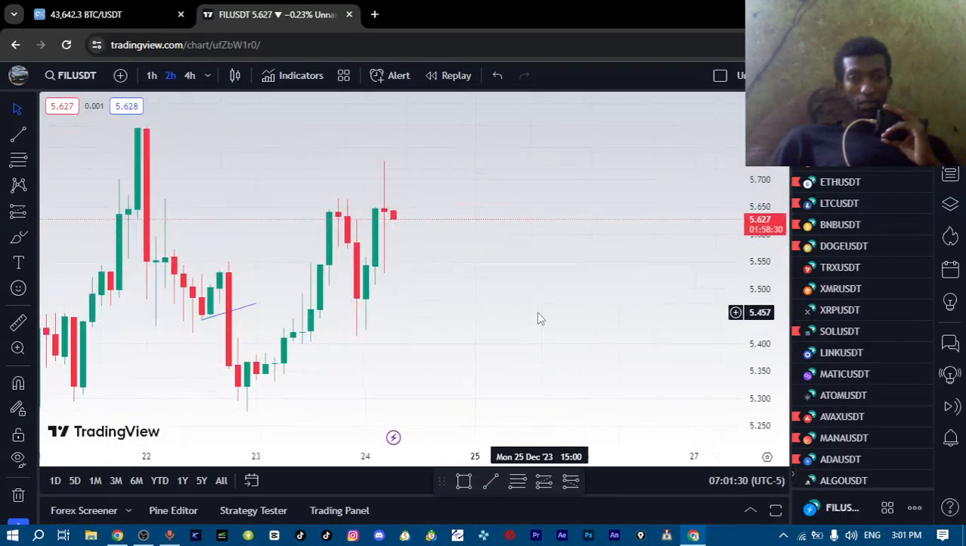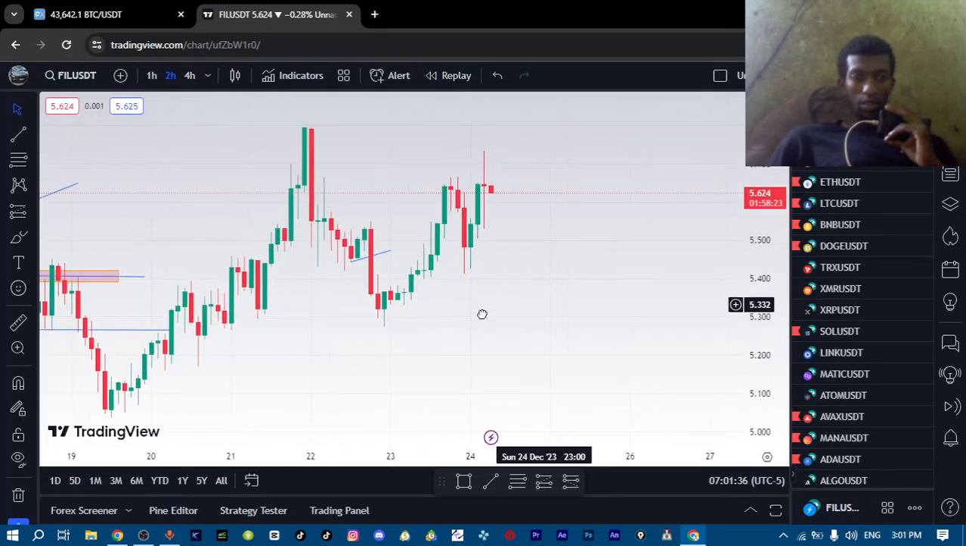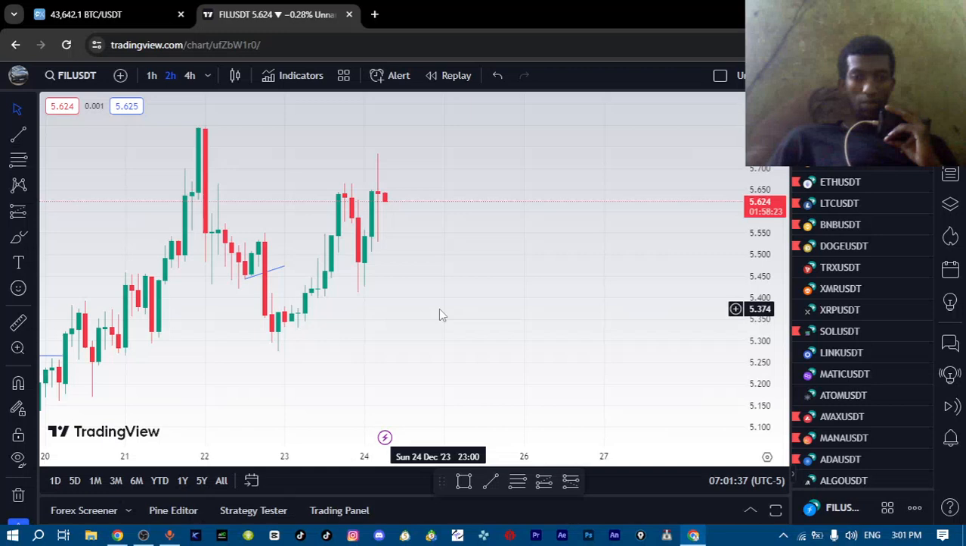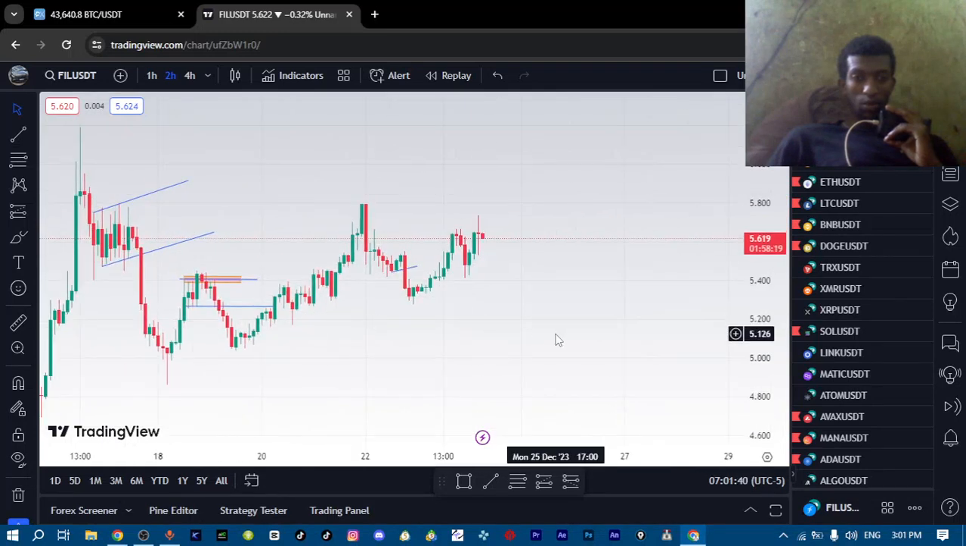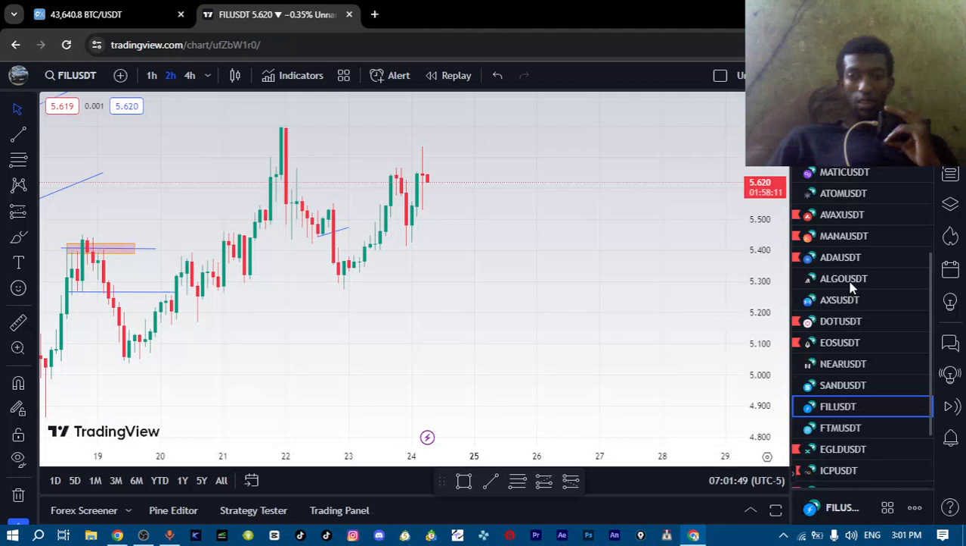These trend line breakout strategies that I use to trade the real market and the binary options too. This is a cryptocurrency that you are seeing right now. There are a lot of them here.